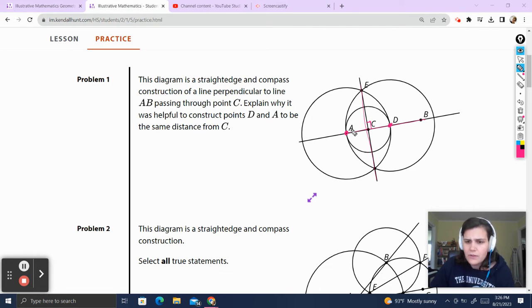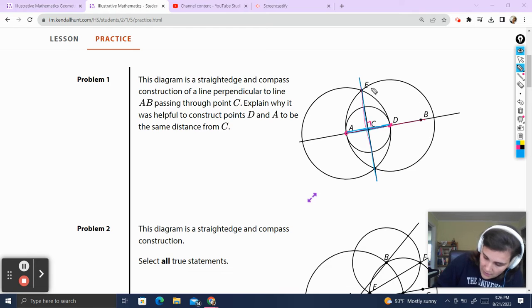Well, we haven't learned how to make a perpendicular line, but we have learned how to make a perpendicular bisector. And if we look a little bit closer at this, we see that what they did is they created a perpendicular bisector of segment AD in order to create the perpendicular line that goes through line segment AB.